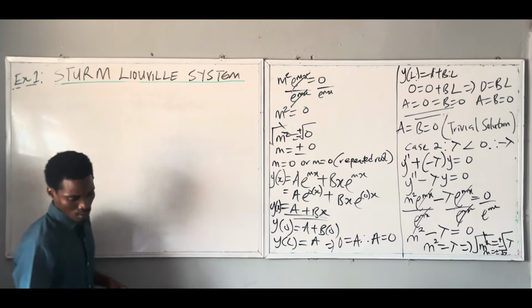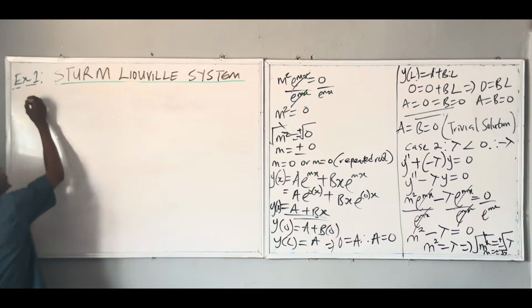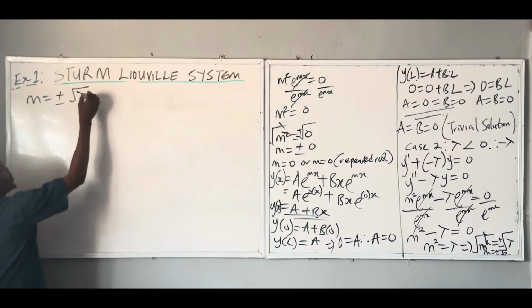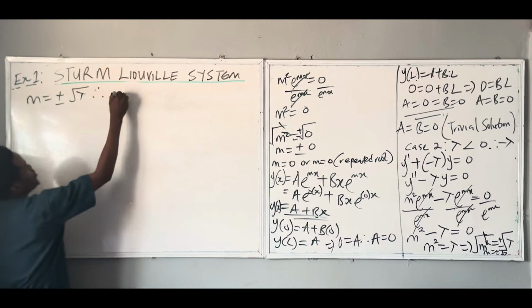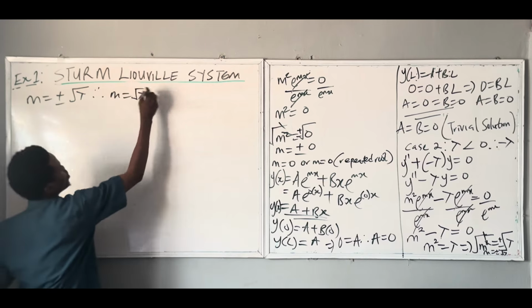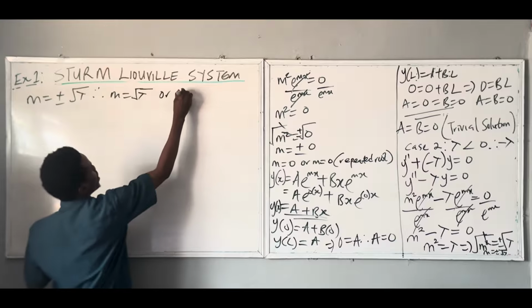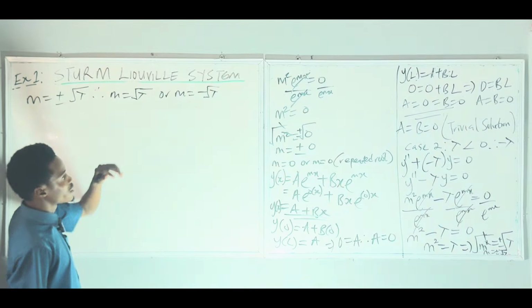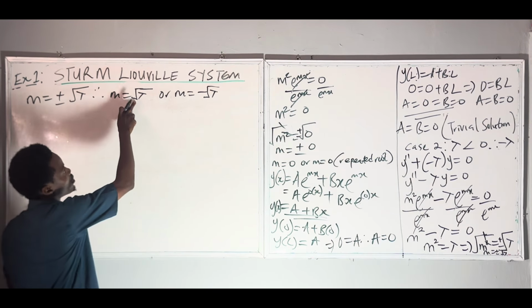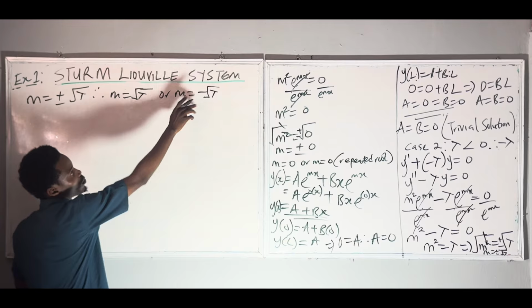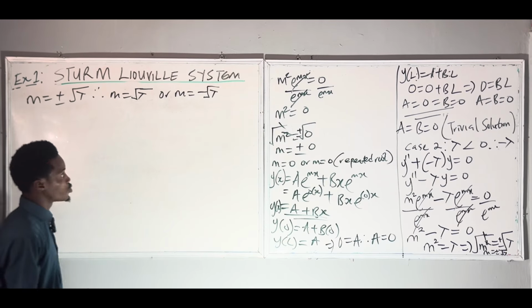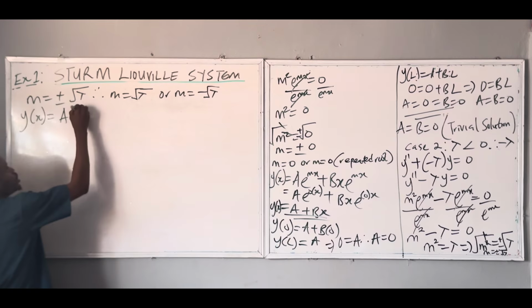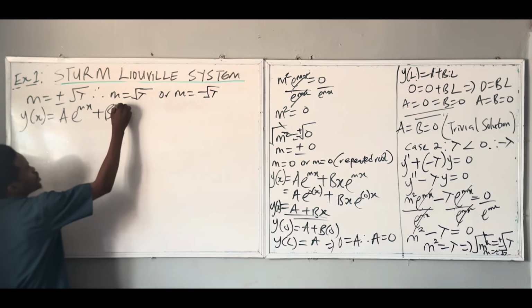So therefore my answer is m is equal to plus or minus square root of lambda, which gives m is equal to square root of lambda, or m is equal to minus square root of lambda. So you can see that these two values of m are different from each other. This is not a repeated root. Whenever I have this, my general solution will be a exponential m1 x plus b exponential m2 x.